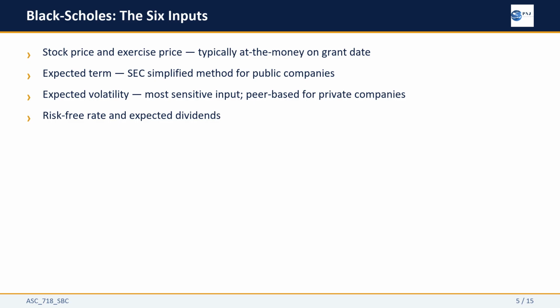For public companies, historical volatility over a period matching the expected term is the standard approach. For private companies, peer company volatility is required since no price history exists, and that peer group selection is a critical audited judgment. Higher volatility, longer expected term, and higher stock price all increase option fair value. Higher exercise price and higher expected dividends reduce it.